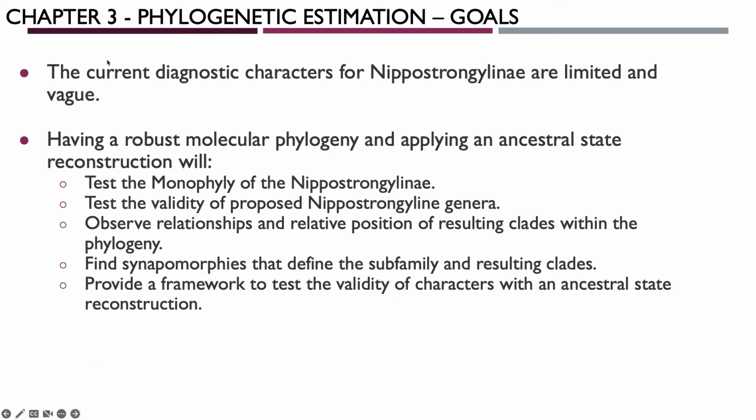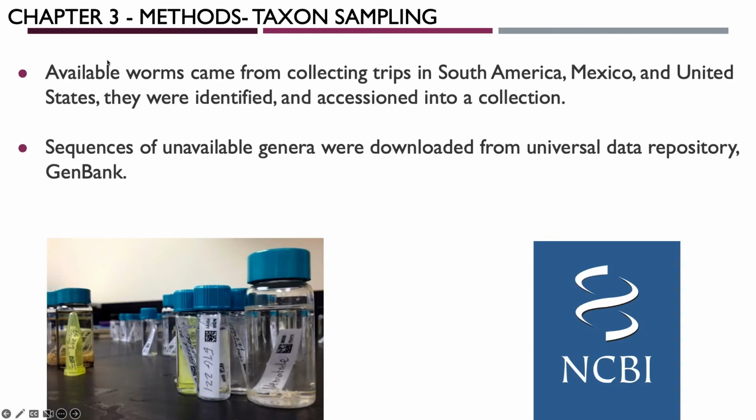So the current diagnostic characters for the Nippostrongylinae are limited and vague. I keep reiterating this. It is important that we acknowledge that we need to find new characters and test those that we are using. And having a robust molecular phylogeny and applying an ancestral state reconstruction will test the monophyly of the Nippostrongylinae, test the validity of proposed characters of the Nippostrongylinae, observe the relationship and relative position of resulting clades within the phylogeny, find synapomorphies that define the subfamily and resulting clades, and provide a framework to test the validity of characters within the ancestral state reconstruction.